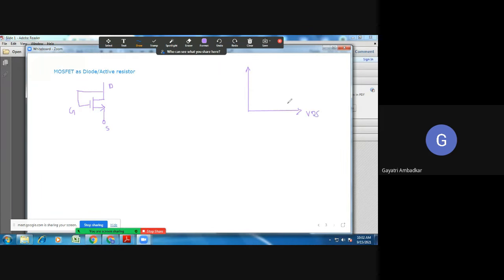This is your VDS, this is ID, and the MOSFET current initially starts increasing and then it remains constant. Okay, it remains almost constant. And from this point, when ID becomes constant, we call this region the saturation region. And the voltage VDS at this point we call VDS sat, because after this value of VDS, the MOSFET is about to enter the saturation region. So this is called VDS sat.